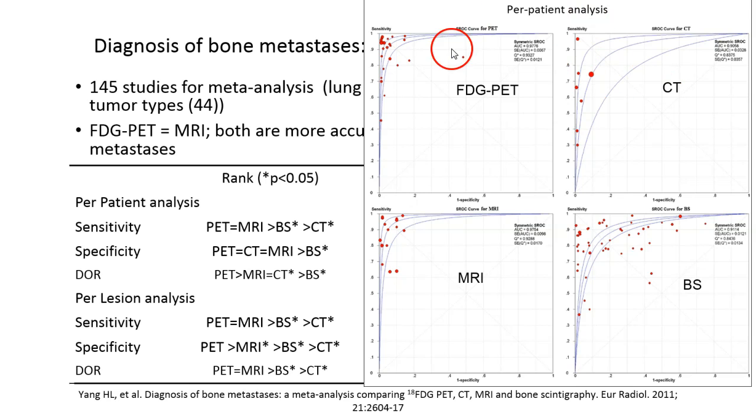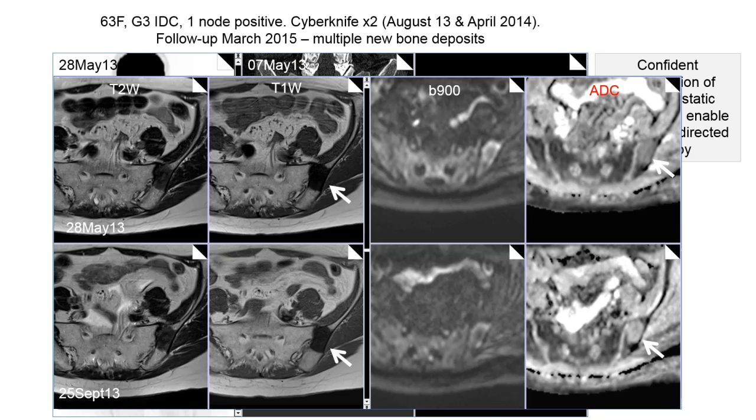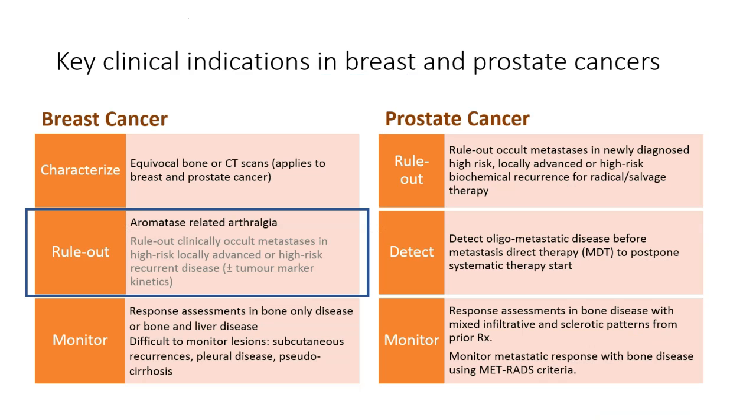So here is the performance of FDG PET scan, here's the performance of MRI, and here's the performance of the bone scan. And we can leverage this sensitivity to be confident that there is no other disease that is macroscopically detectable to identify an oligometastatic deposit like this, which we can then irradiate. And although there's no morphological change, you can see that there is a functional response on the MRI scan.